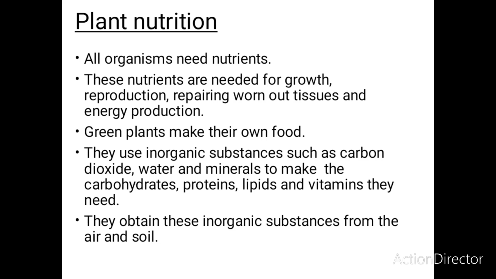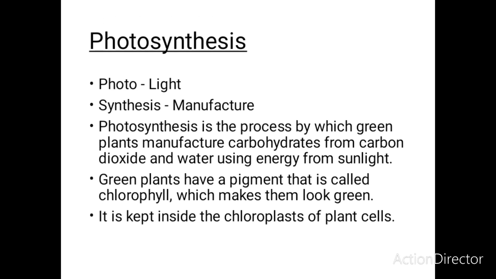So they obtain these inorganic substances such as carbon dioxide, water, and mineral salts from the air and soil. The process by which plants make their own food is known as photosynthesis. Photo means light and synthesis means to manufacture. So photosynthesis is the process by which green plants manufacture carbohydrates from carbon dioxide and water using energy from sunlight.